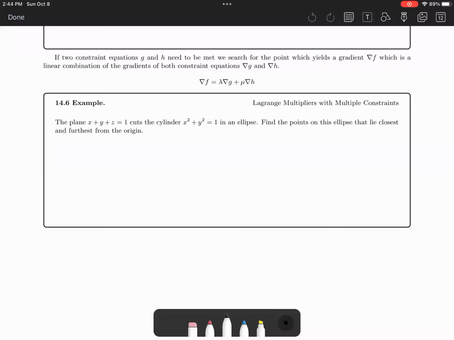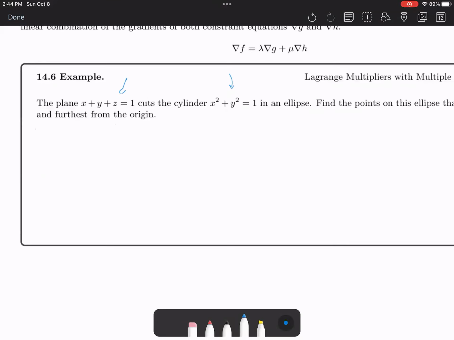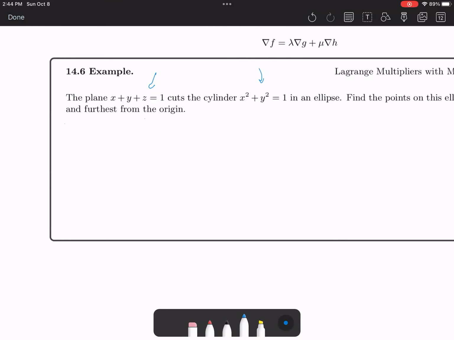So we have multiple constraints here because we are looking for points that minimize and maximize the distance function, but I have to satisfy the plane equation and I have to satisfy the cylinder equation. So let's write down the function that we're trying to minimize. I'm going to call this d tilde. It's going to be a function of x, y, and z, and it gives me the distance of x, y, z, the point, to the origin.